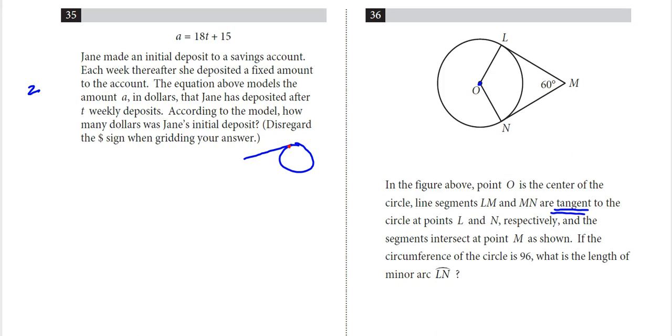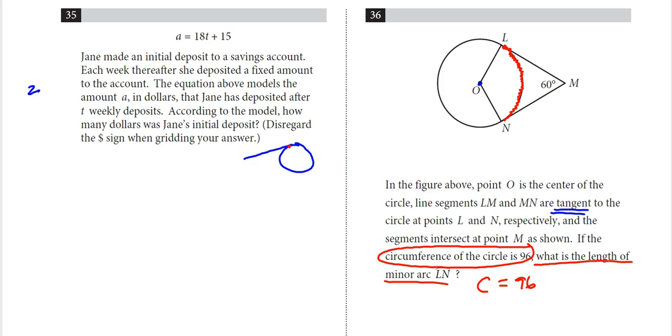Holy smokes, there's a lot going on in this problem. So the ultimate question is, what is the length of minor arc LN? So we want to know how long is this piece right here. Well, that arc length is just a portion of the whole circle, and they've already given me the whole circumference, which is 96. I basically have to figure out what portion is that little red piece right here.